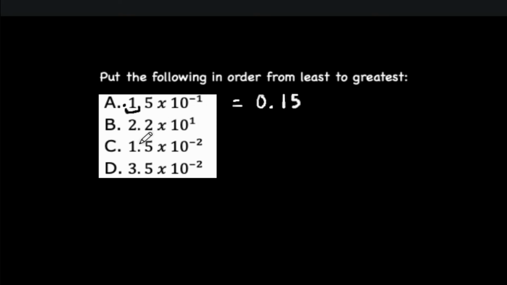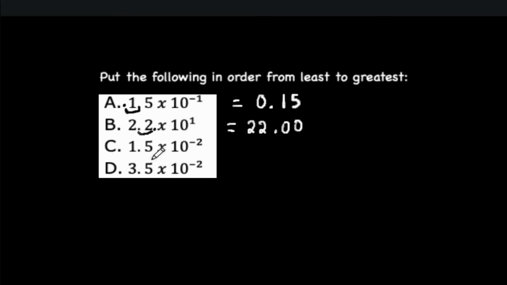All right, and what about B? We have 2.2 times 10 to the first power. Looking at this exponent here, we can simply move that decimal point one place to the right. And so this gives us 22. So I will place 22 here. And I'm going to line up the decimal points too to make it easier to read for comparison.